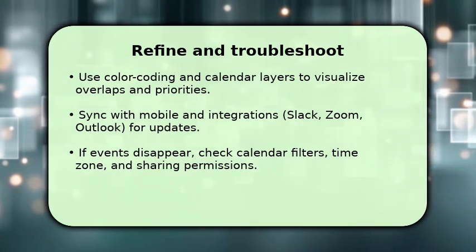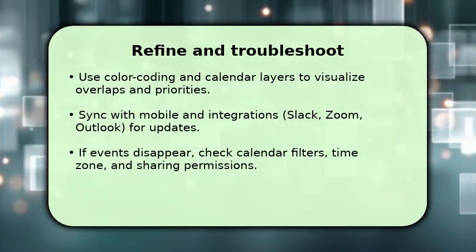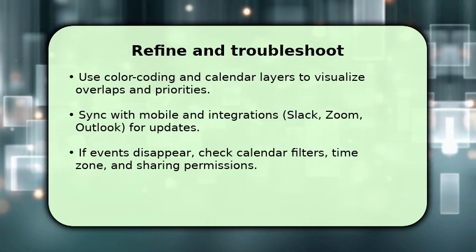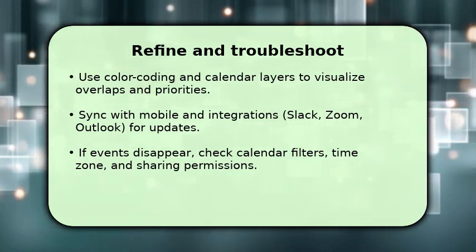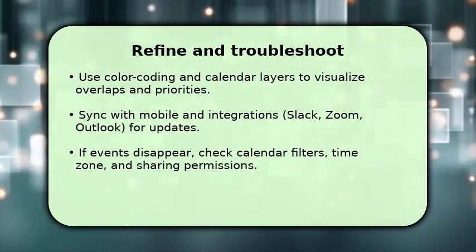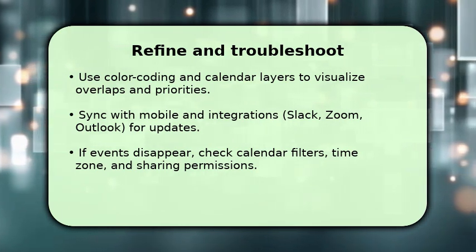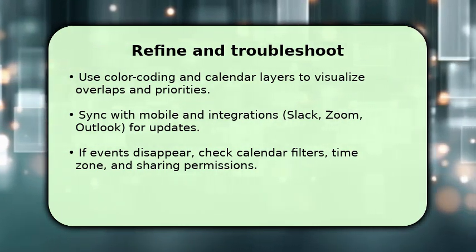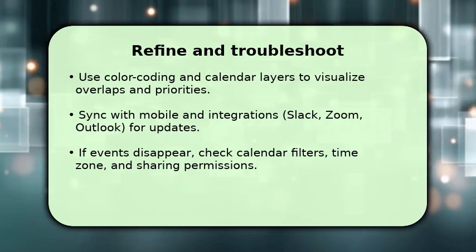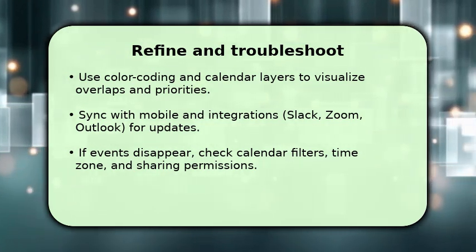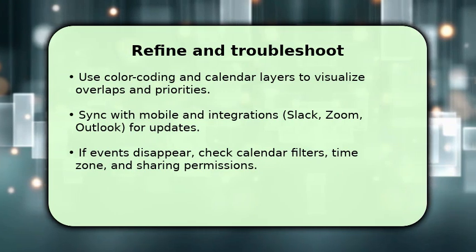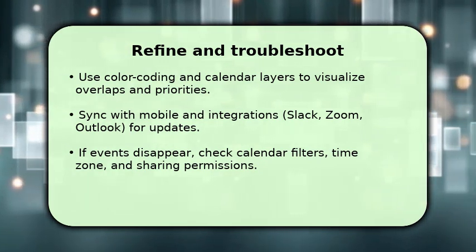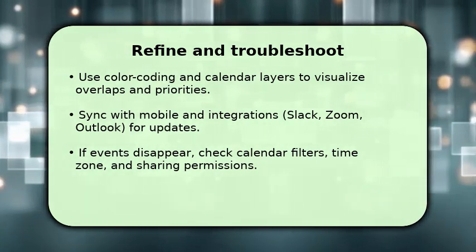Make sure you sync the calendar to your mobile device and enable integrations like Zoom or Slack so links and notifications travel with events. If something goes wrong, for example, an event disappears or shows at the wrong time, check the calendar filters, confirm time zone settings, and verify sharing permissions. If edits still fail, reload and reauthorize the app integration to restore proper access and updates.